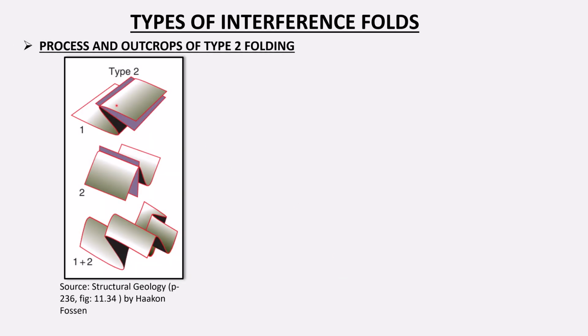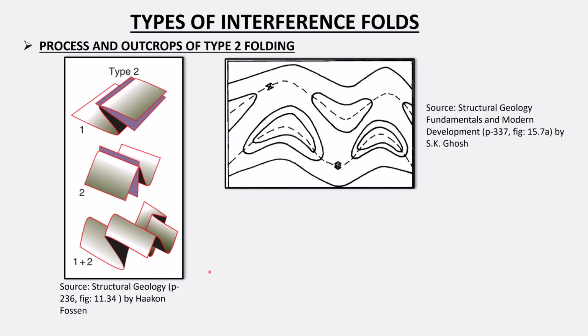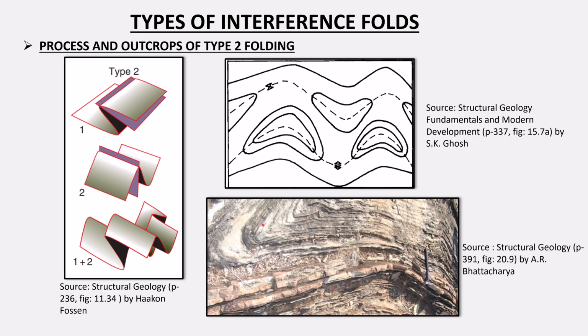Here also the first generation of folding, here is the second generation of folding, and here we got the interference of this folding. Here again is a schematic diagram showing how the outcrop works. We can see a crescent shaped outcrop or mushroom shaped outcrop. Here is the original outcrop of this type of interference folding.